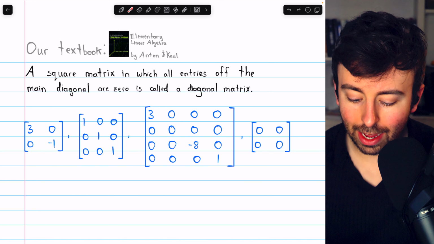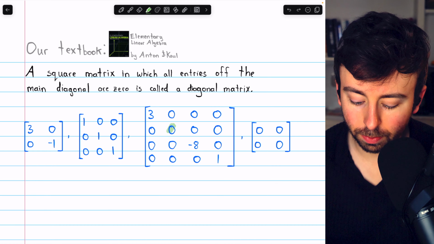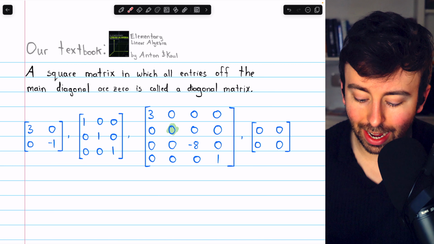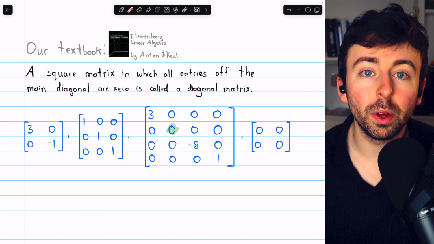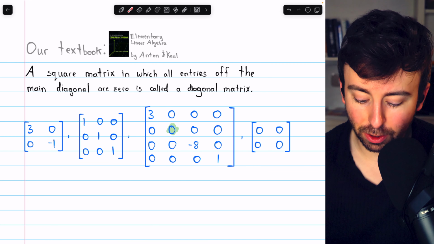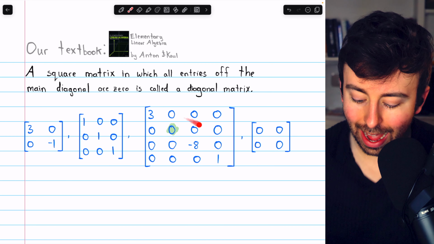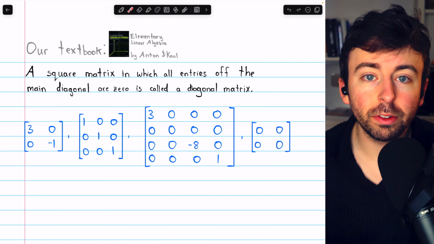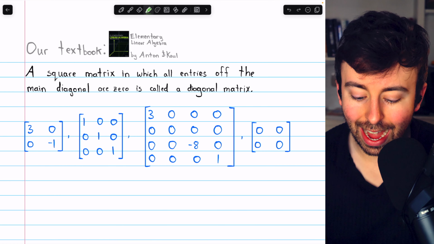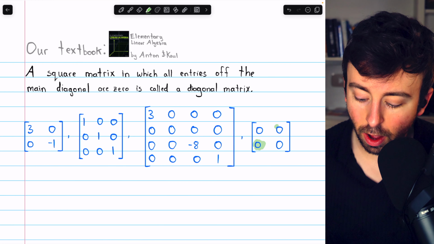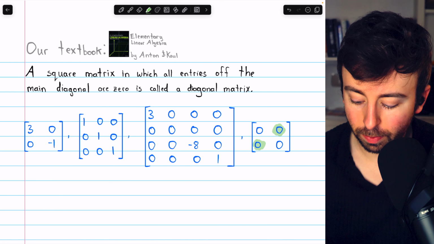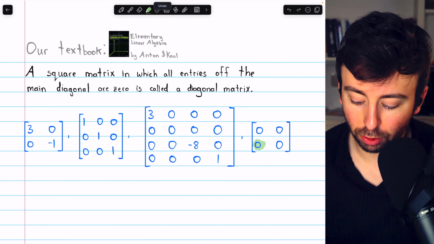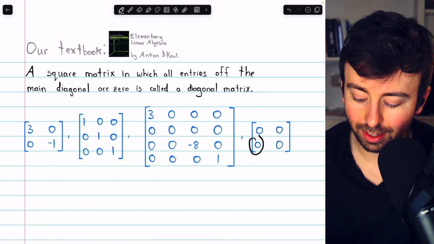This matrix has some zeros on the diagonal, this one here. That doesn't really matter, though, because everything not on the diagonal is 0. That's what makes it a diagonal matrix. Going further, this matrix here is all zeros, but it does fit the definition of a diagonal matrix because everything not on the diagonal is 0. Whatever is on the diagonal doesn't matter. It's a diagonal matrix because what's not on the diagonal is 0.